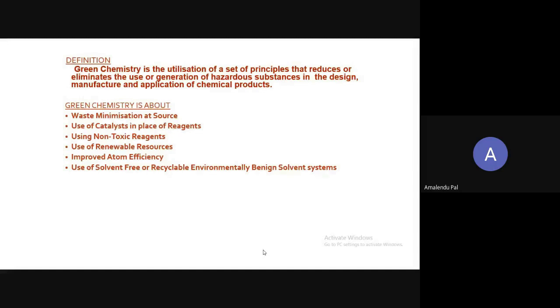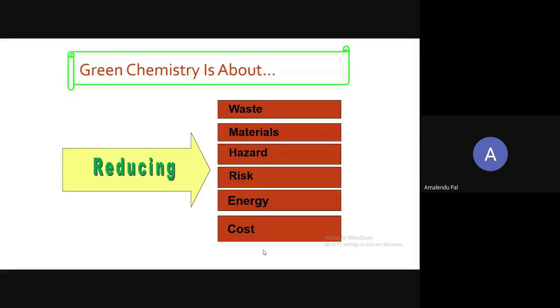Use of renewable resources, also we'll see. Improve atom efficiency, meaning the atoms taken in the reactants and the product should be the same atoms. There should not be any waste product or any byproduct. Use of solvent-free or recyclable, environmentally benign solvent systems. Solvent-free is not possible, agreed, but we have to use green solvents. If that is not possible, then the waste solvent we have to recycle. That is environmentally benign.